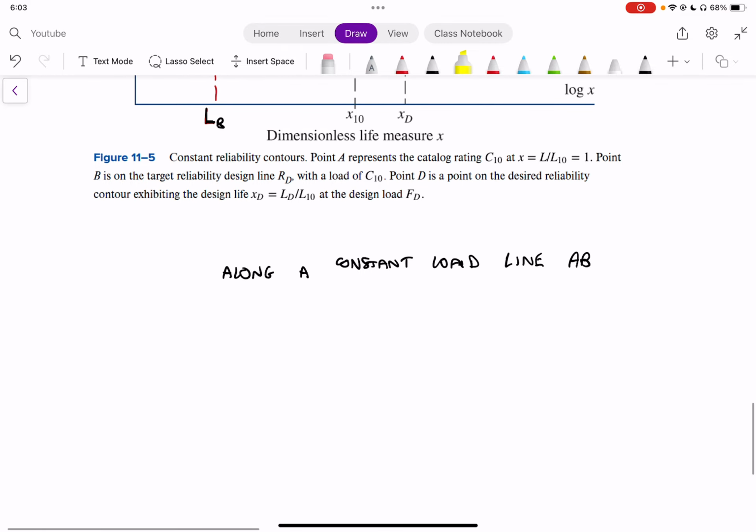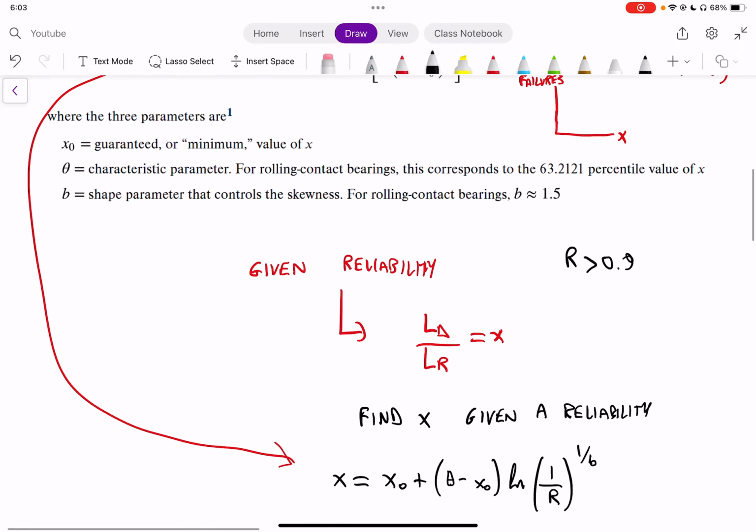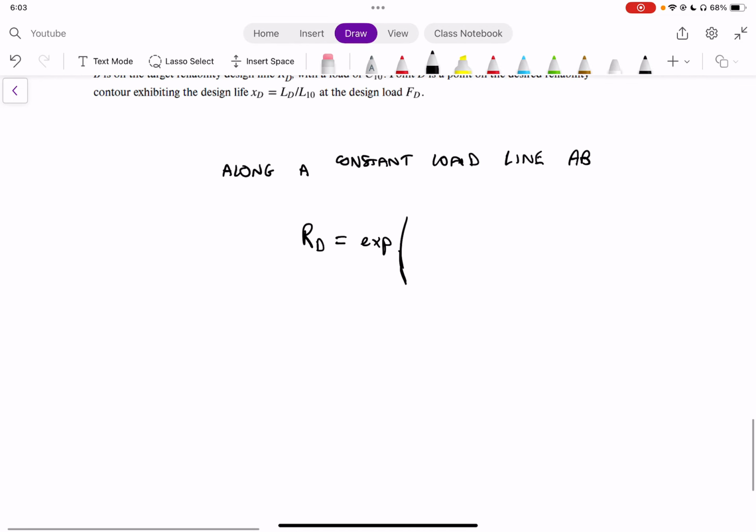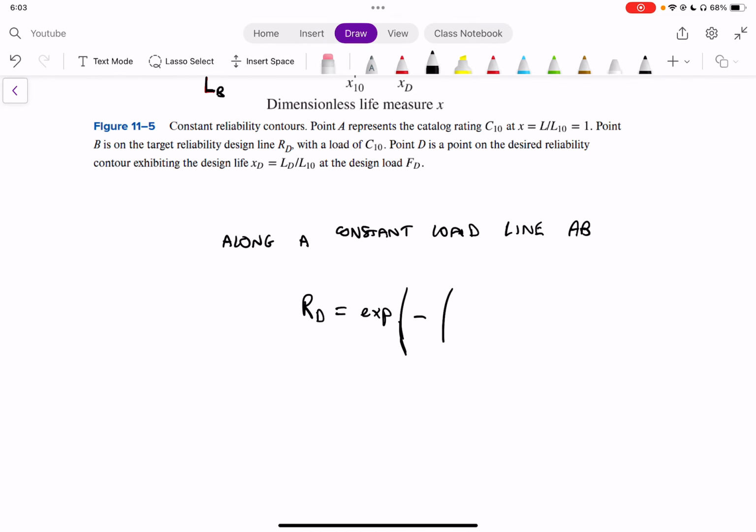So an equation that's valid along the constant load line is that RD is equal to the exponent of minus, so if I go back to my equation for R, we have that this is minus, in brackets, XB minus X0 over theta minus X0, all to the power of B. Okay, based on that, if we know our value of XB, we can find RD.